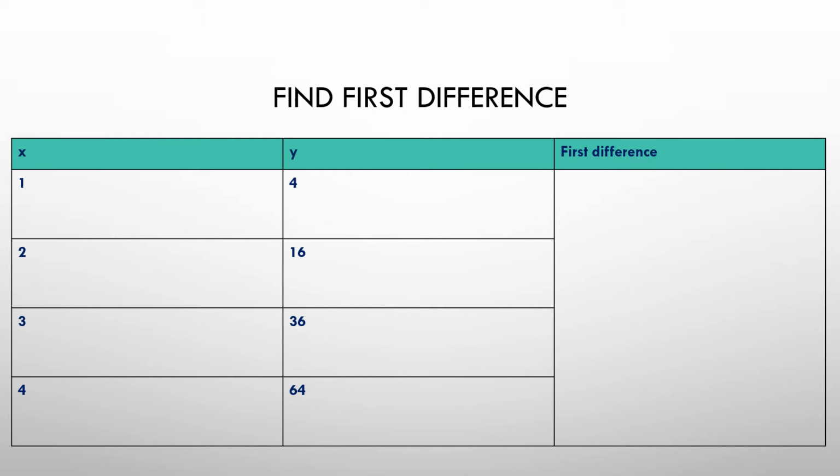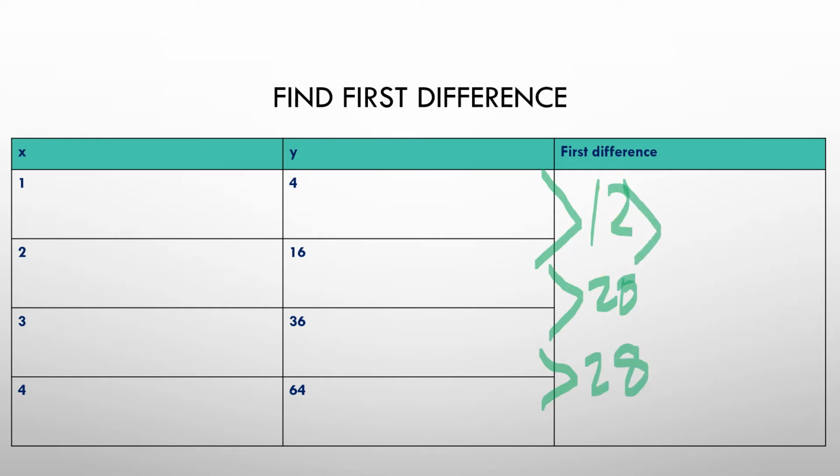Now find the first difference to see if it is constant. If the first difference is constant, then it's linear. So the difference between 4 and 16 is 12, 16 and 36 is 20, and 36 and 64 is 28. So the first difference is not constant. So this is not a linear function.